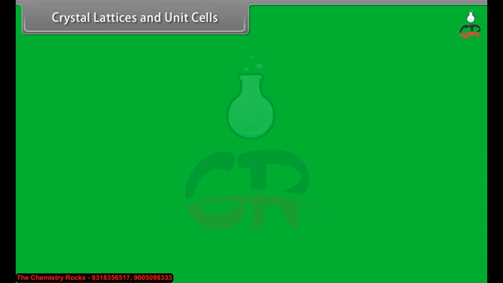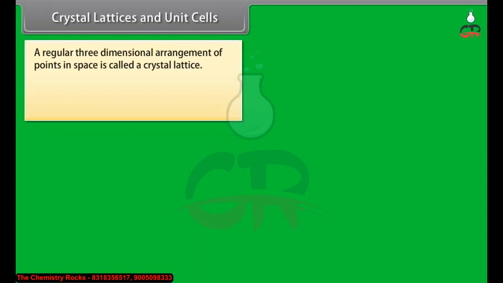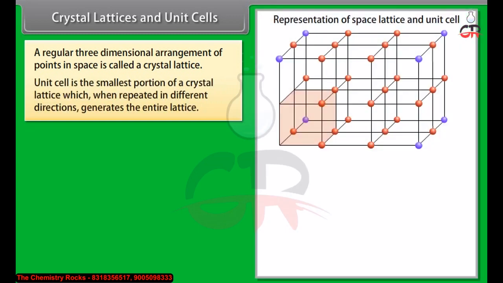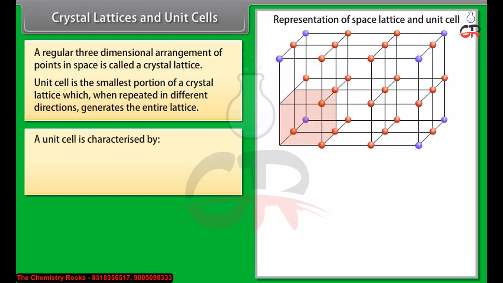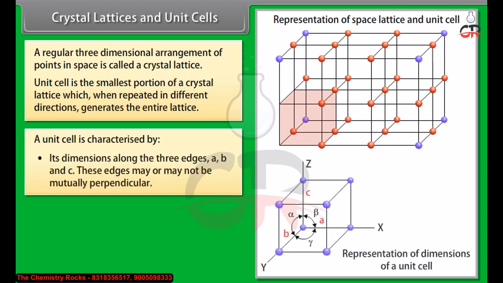Crystal lattices and unit cells. A regular 3-dimensional arrangement of points in space is called a crystal lattice. A unit cell is the smallest portion of a crystal lattice which, when repeated in different directions, generates the entire lattice. A unit cell is characterized by 1. Its dimensions along the 3 edges a, b, and c. These edges may or may not be mutually perpendicular.